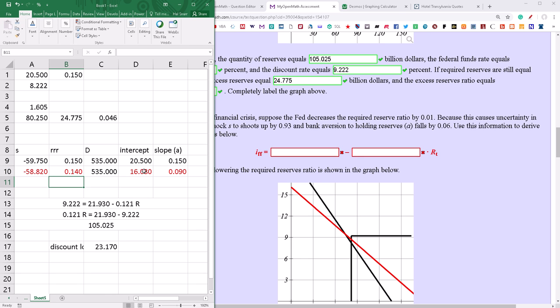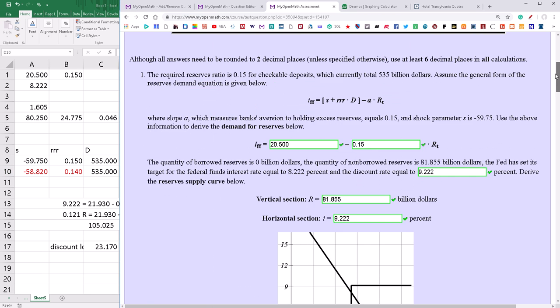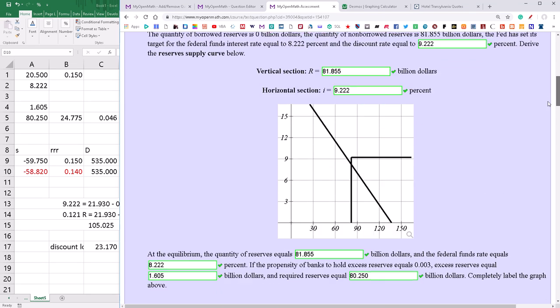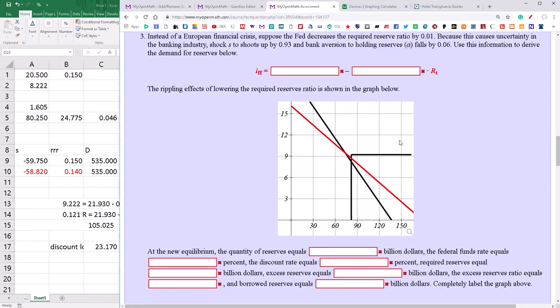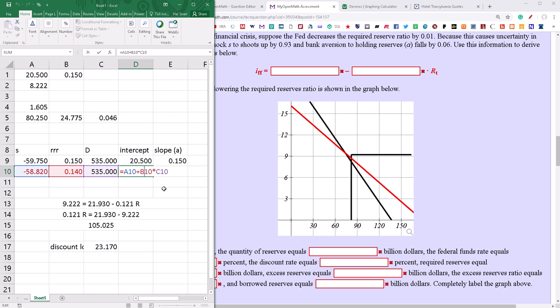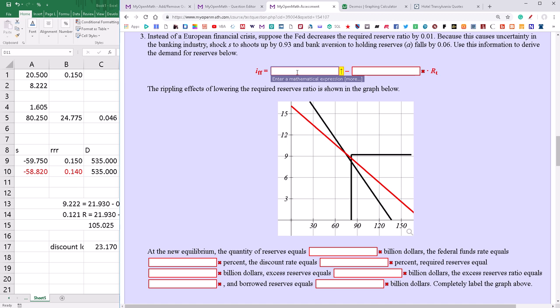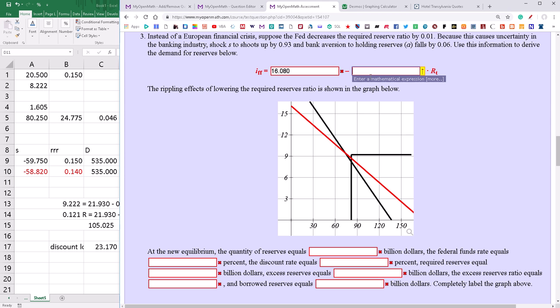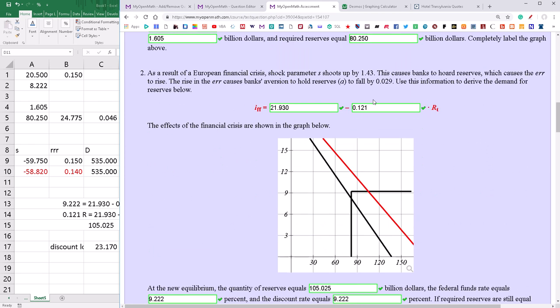Okay. So my new intercept, instead of being 20.5 as it was initially up here, initially it's 20.5, it ends up being just 16.08. Okay. And the slope ends up being 0.09. Okay, we'll hit enter. And we should get those right.